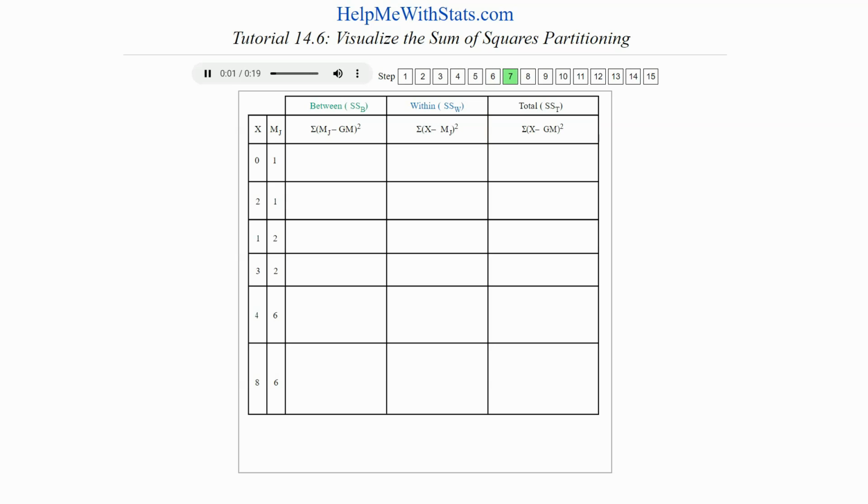In our example, the scores in Group 1 are 0 and 2, which have a mean of 1. The scores in Group 2 are 1 and 3, which have a mean of 2. The scores in Group 3 are 4 and 8, which have a mean of 6. The grand mean of all scores is 3. Let's begin with the first score of 0. This score of 0 is in a group with a mean of 1.